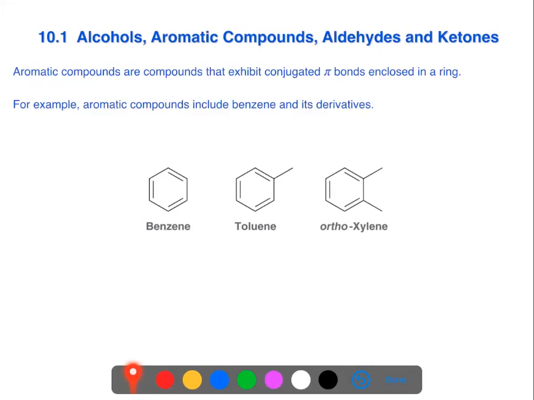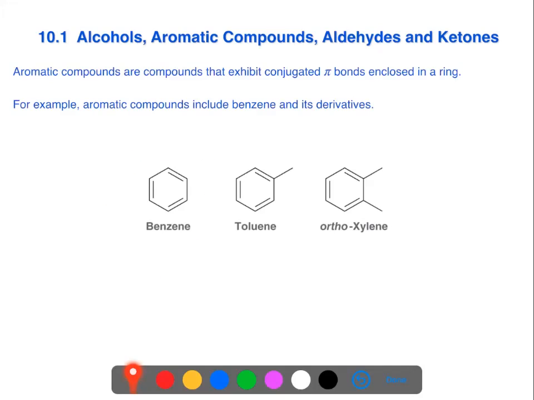Now let's look at aromatic compounds. And in this course, we're only going to be looking at the nomenclature of aromatic compounds. We won't be spending any time looking at their reactivity. Now, an aromatic compound is a compound that exhibits conjugated pi bonds enclosed within a ring system. And the most common member of the aromatic family is that of benzene. So aromatic compounds include benzene and various derivatives of benzene.